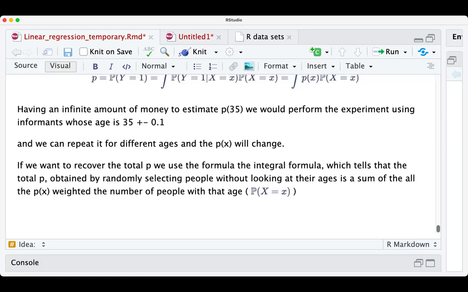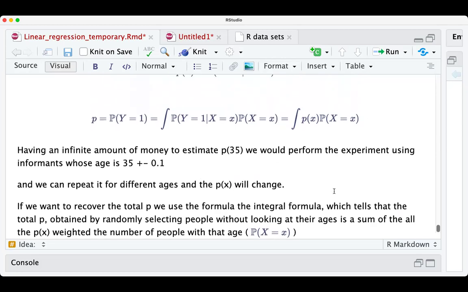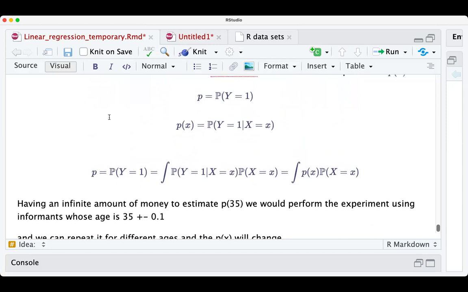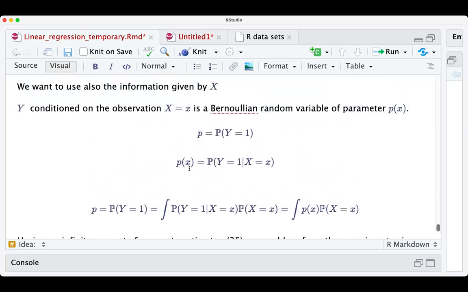But this is a result of probability theory, this integral formula, so you don't need to derive it. But in general, you simply need to understand that if we observe x, we can be more precise on the parameter, and then we can recover the parameter simply by integration. What I want to know is if you understood that this parameter p depends on the age in general.